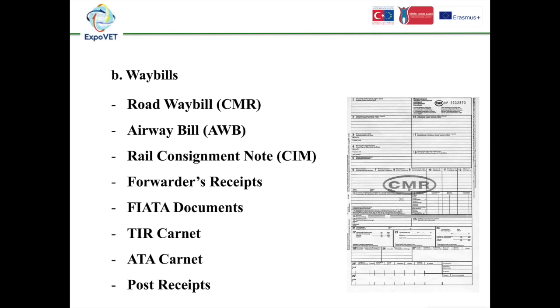ATA Carnet. ATA, admission temporaire. Carnets are international customs documents usually issued by chambers of commerce to allow temporary importation of goods without customs duties and fees. ATA carnets can be issued for the following categories of goods: trade samples, professional equipment, and goods for presentation or use in trade fairs, shows, exhibitions, etc. For more information, see the International Chamber of Commerce website.